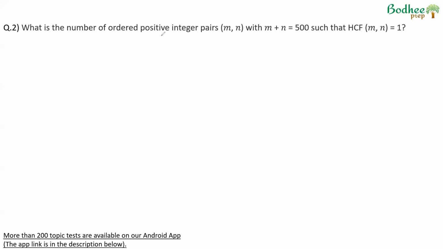What is the number of ordered positive integer pairs (m, n) with m plus n equal to 500, such that m and n have to be co-prime? HCF of m and n is 1. Now, if we just simply put examples, if m is 1, n can be 499, which is okay. If m is 2, n will be 498. As we can see, 2 and 498 are not co-prime, 2 is common. Similarly, if we put 3, 497 will be fine.